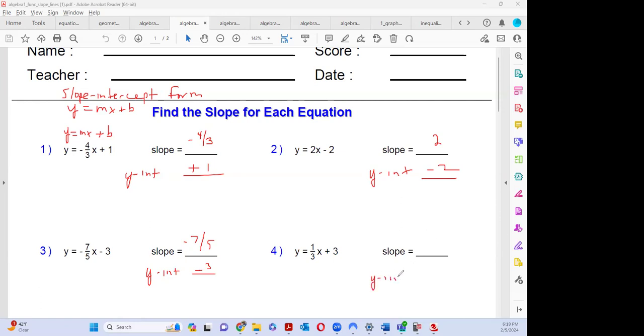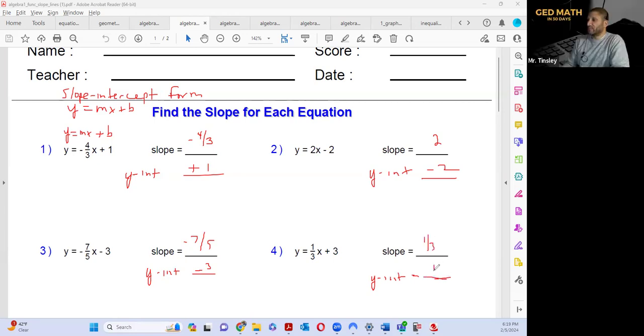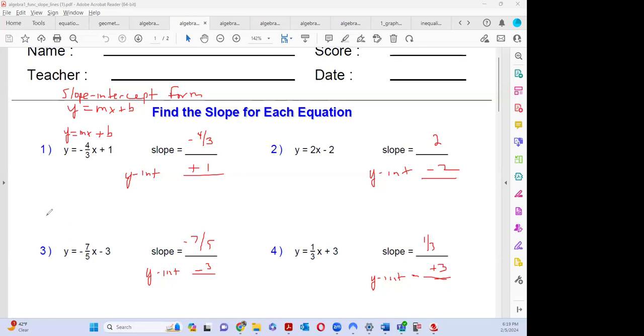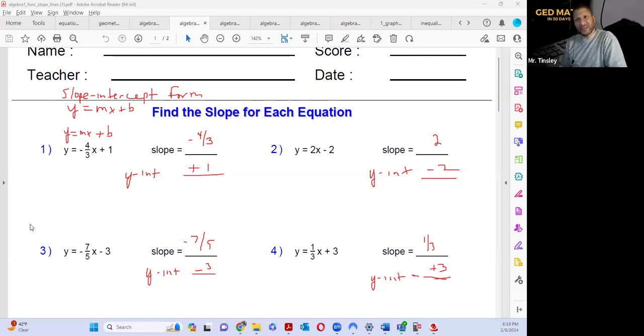I'll do it, Mr. Tensley. Slope is 1/3. And the y-intercept is +3. I'm loving it. See how easy that is?